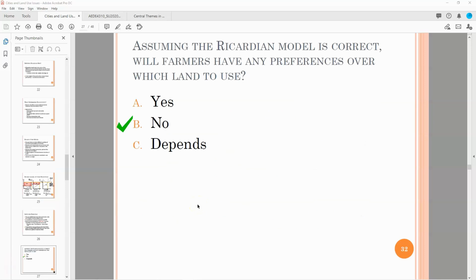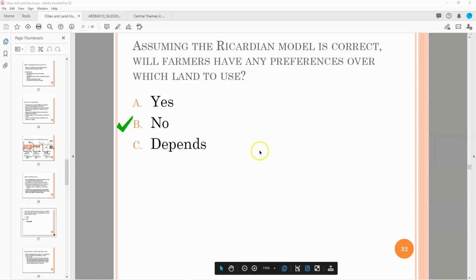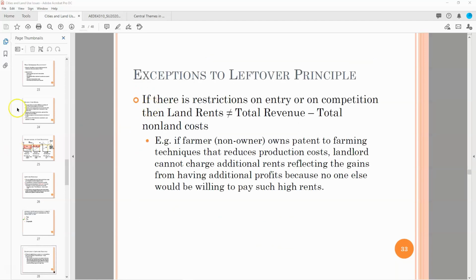Here I have a question. Assume that the Ricardian model is correct. Will farmers have any preference over which land to use? And the correct answer is no. Farmers would have no preference over which land to use, because finally their profits would be 0 and all surplus would be given to the landowner, so they will have no preference over the land.